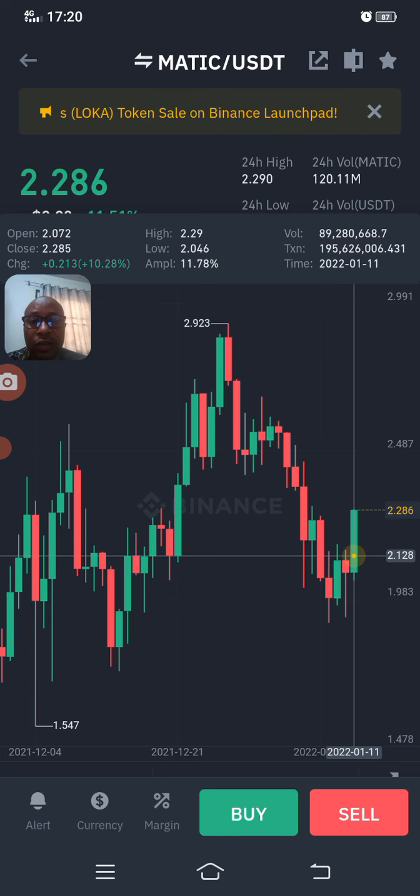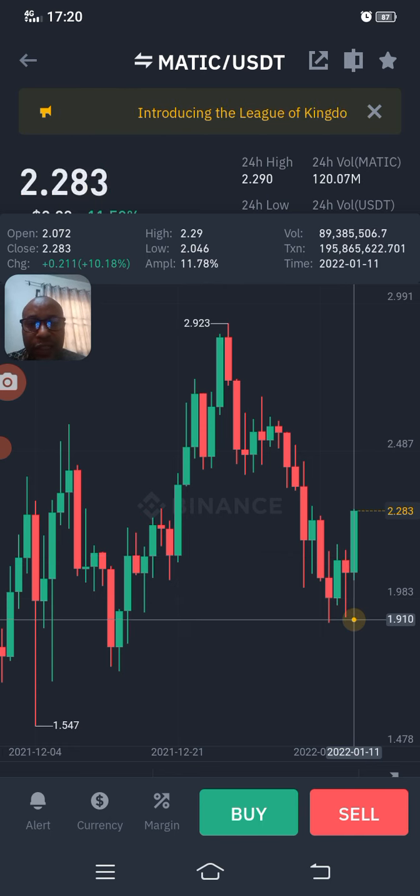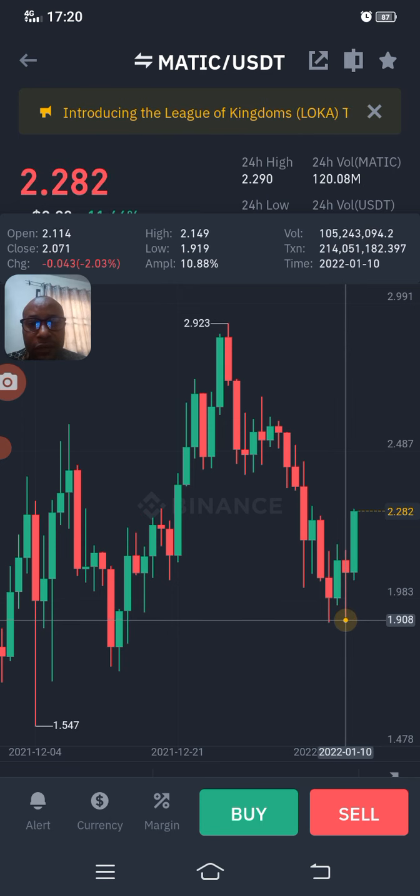As we are talking, the market is at $2.28. But what happened yesterday, the day before today? It was at $1.90. So if you had bought here yesterday at this buying zone, you would have been making profit by now. That is how you can trade.